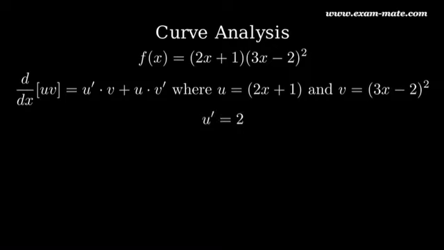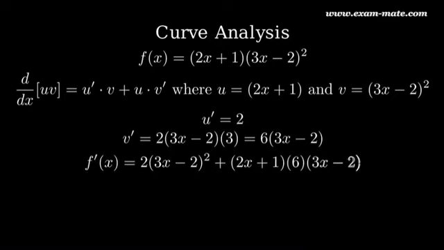u prime equals 2, and v prime equals 2 times (3x minus 2) times 3, which is 6 times (3x minus 2). Now, let's substitute these into the product rule. This gives us 2 times (3x minus 2) squared plus (2x plus 1) times 6 times (3x minus 2). Let's factor out 2 times (3x minus 2). After factoring and simplifying, we get 2 times (3x minus 2) times (9x plus 1).